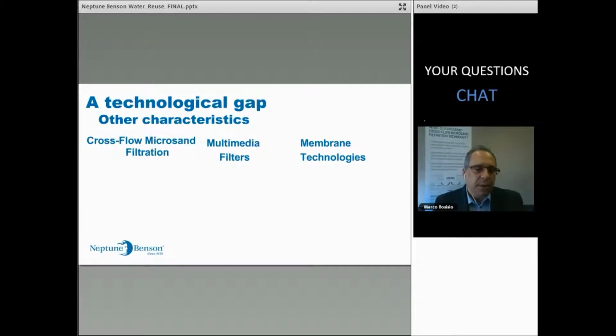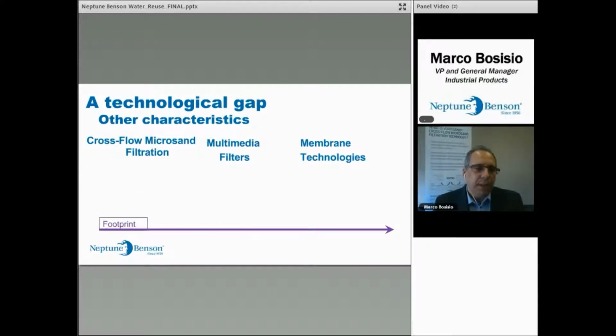When it comes to other characteristics, when it comes to footprint, the cross-flow is very fast. With the cross-flow microsand, the velocity of the water through the filter is 20 to 25 GPM per square foot, compared to 5 typically on a multimedia filter that's trying to get the best water quality. It is typically designed at 5 or 7 GPM per square foot. So the footprint is very small, and it's very competitive also on the infrastructure that is needed.